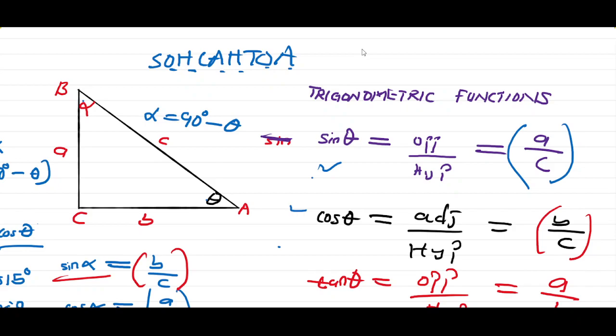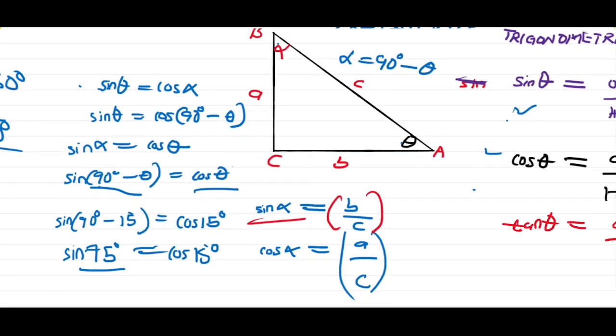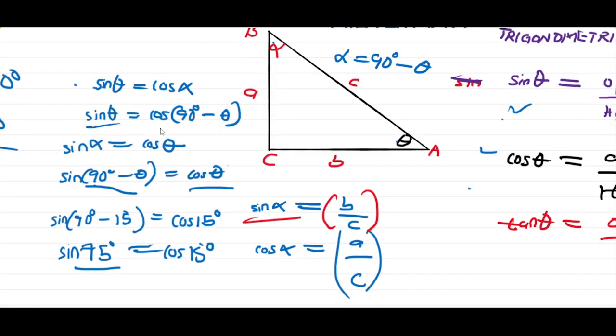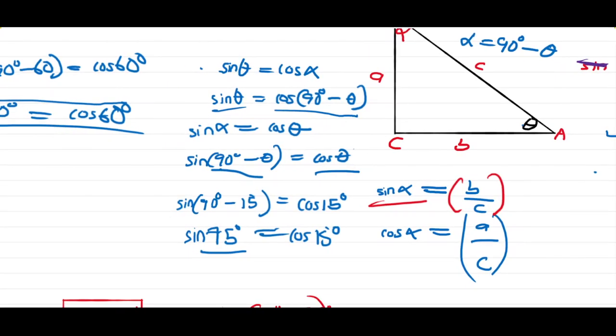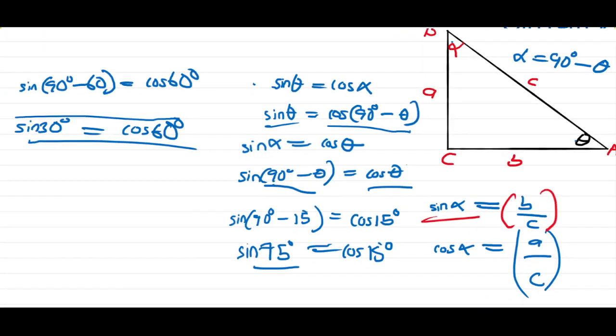And after we defined the trigonometric functions, we simply stated that these relationships are true. Let's say sine theta is cos of 90 degrees minus theta, and we showed how we can use it practically. Like whenever we know sine 30, we already know cos 60.